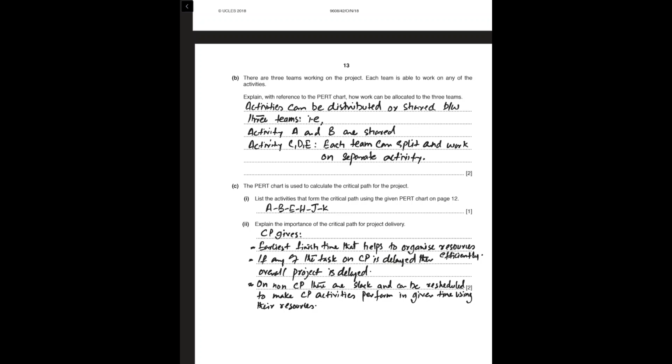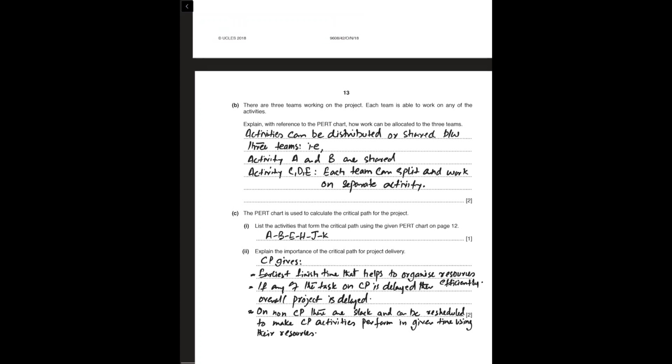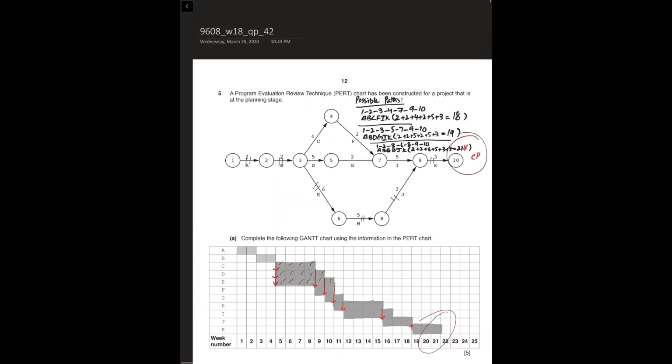On a non-critical path, there is slack, and activities on a non-critical path can be delayed. So by delaying activities on a non-critical path, we can allocate the resources for the completion of the activities over the critical path. Let's solve the next question.